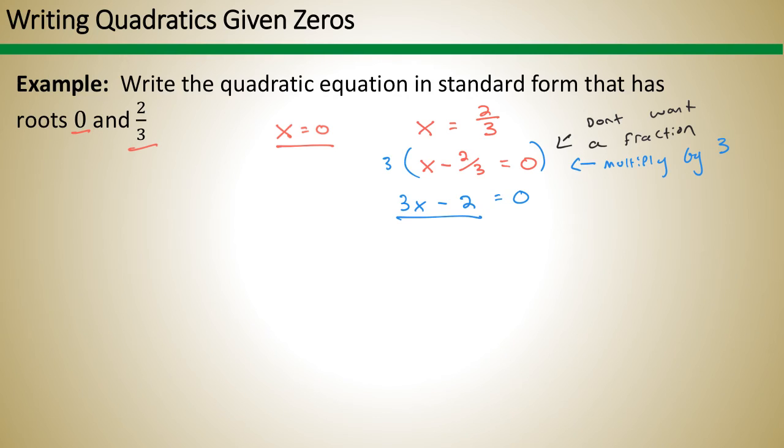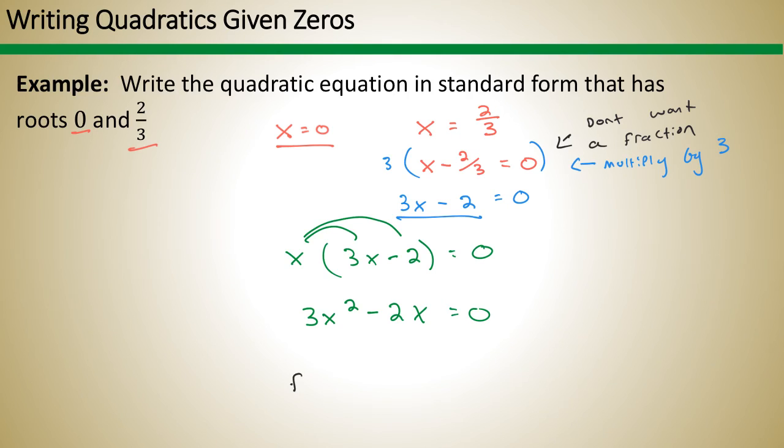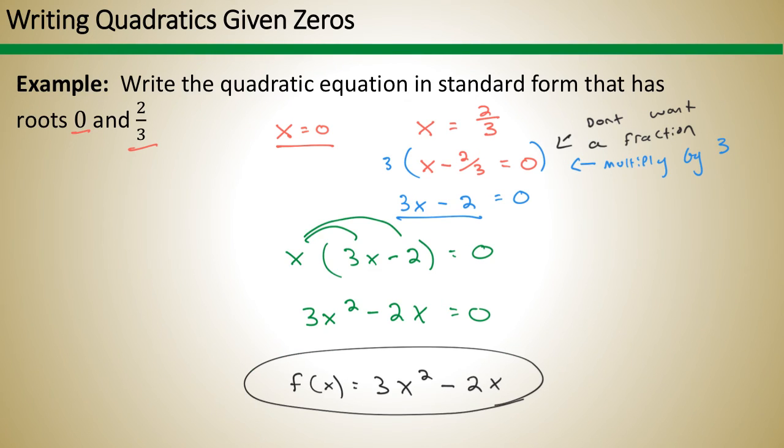Now we are going to multiply those two factors together. So we have x times 3x minus 2, and this is still equal to 0. x times 3x is 3x squared. x times negative 2 is negative 2x. So our function here is f of x is equal to 3x squared minus 2x. And that's the equation that we are looking for.